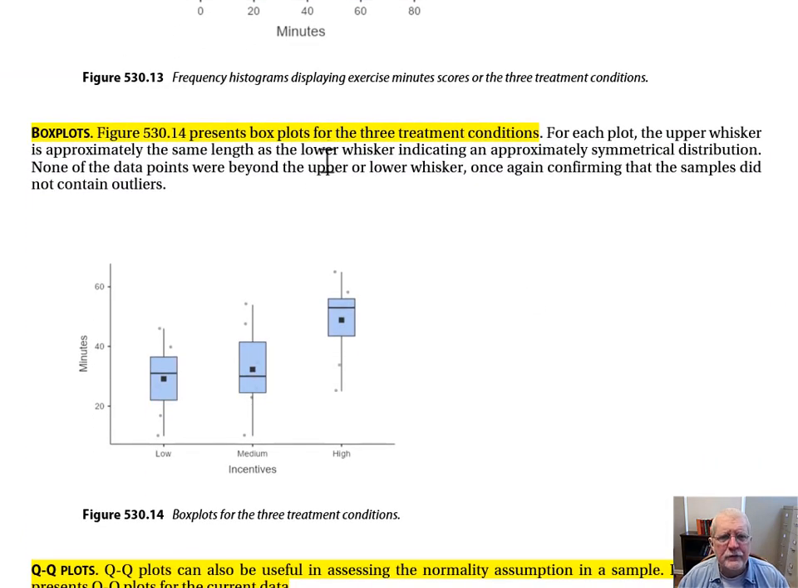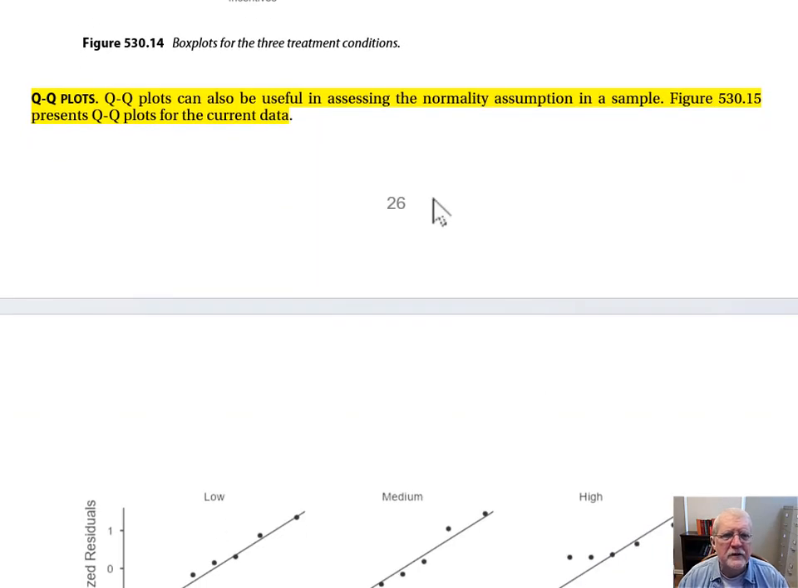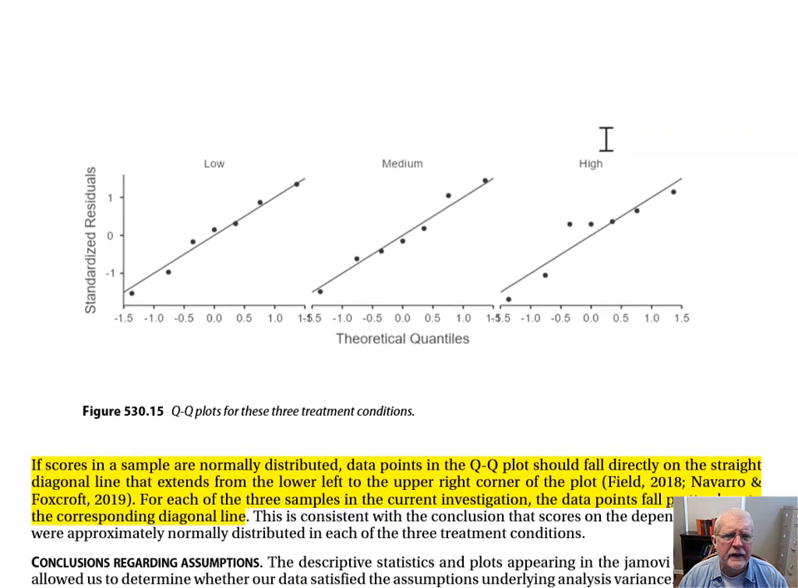I am still on page 26. Box plots for the three distributions appear here. Box plots don't show any obvious signs of badly skewed distributions. QQ plots at the bottom of page 26. QQ plots can be useful for assessing the normality assumption in a sample. Below we see the QQ plots for the current data.